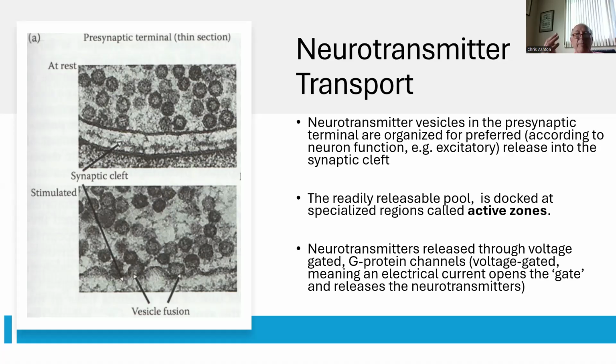Voltage meaning there's got to be an electrical charge. A voltage gated channel is stimulated electrically. No electricity, voltage is zero across the gate. Add voltage, add a charge, gate opens. That's likely where crystal meth actually works.